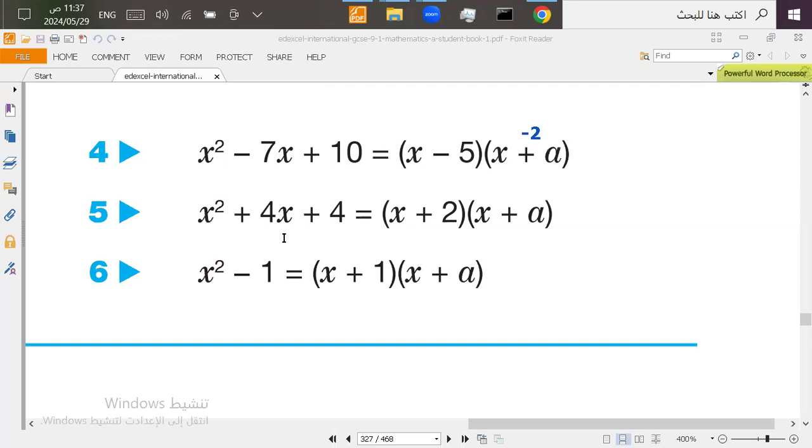Here, same idea. This is plus, it means addition. Addition means same signs, plus plus. We need two numbers. When you multiply them, you get 4. When you add them, you get 4. So they are 2 and 2.